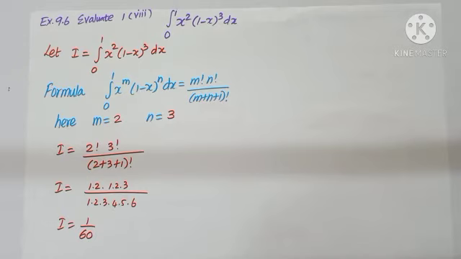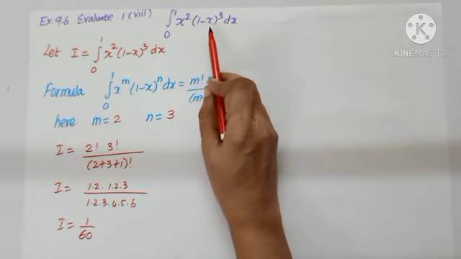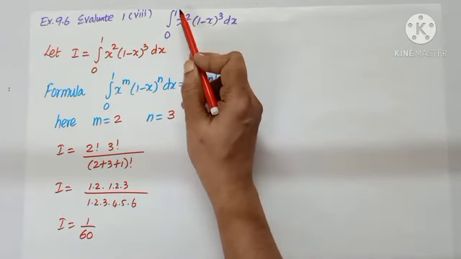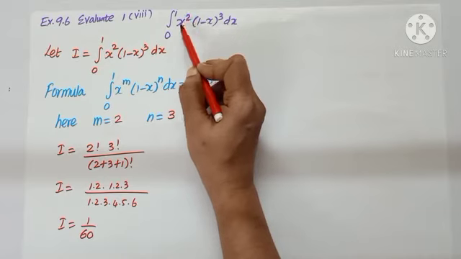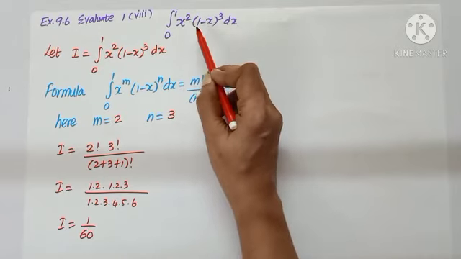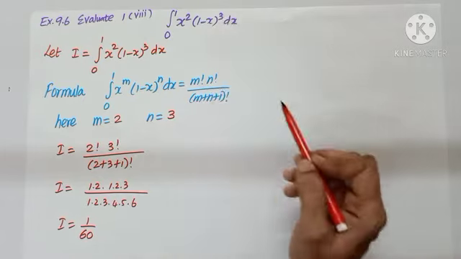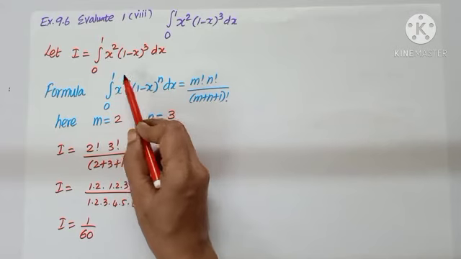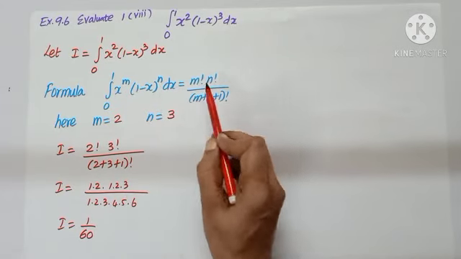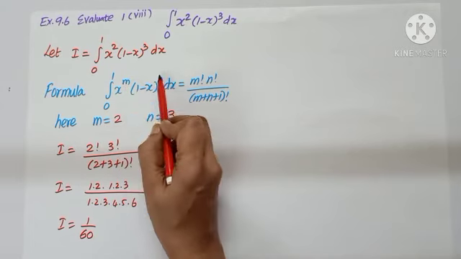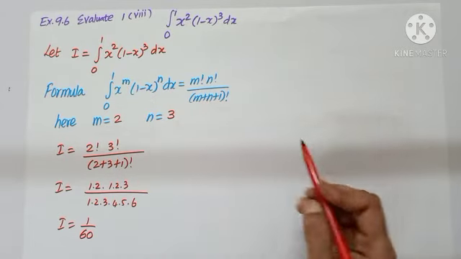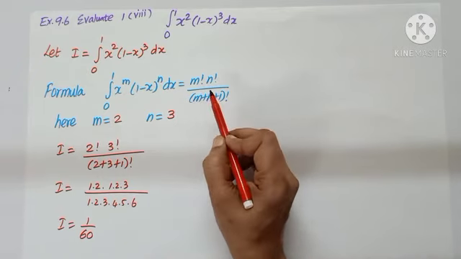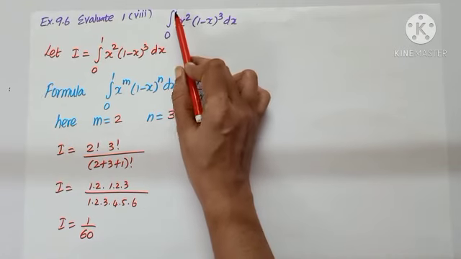Eighth subdivision, integral 0 to 1 x square into 1 minus x the whole cube dx. Whenever the limits are 0 to 1, if it is of the pattern x power some number, 1 minus x power some number, I can very well use this formula, m factorial this number, n factorial this number divided by together m plus n plus 1 factorial. Just easy to remember the formula whenever it is of the limit 0 to 1.